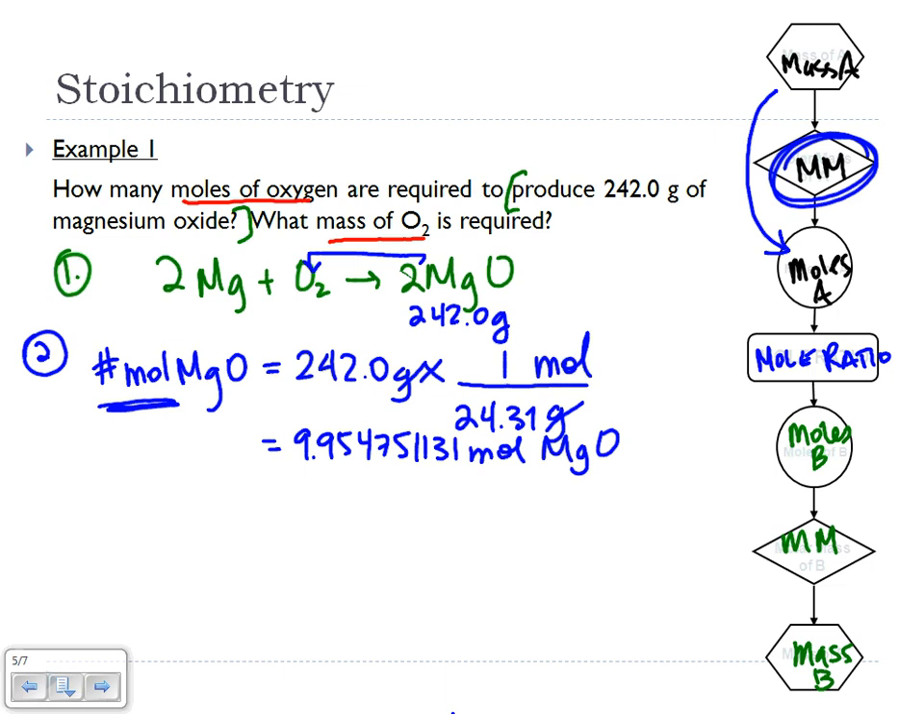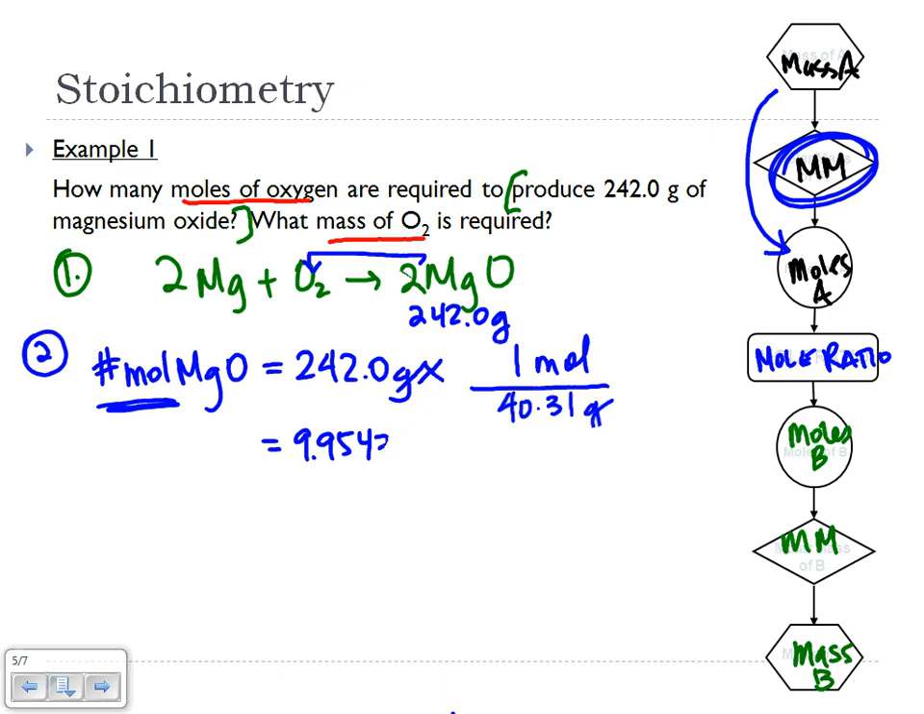Oops, I did that wrong. Sorry, I was doing just magnesium, so this molar mass is wrong. So this is 1 mole, and magnesium oxide is 40.31. My apologies, guys.